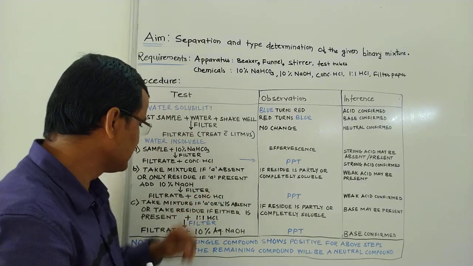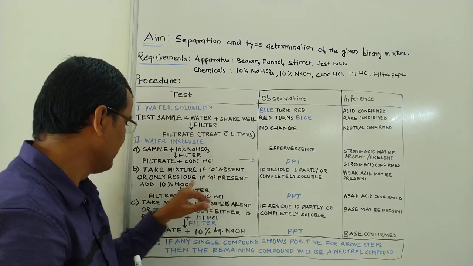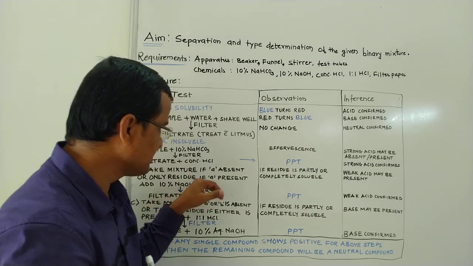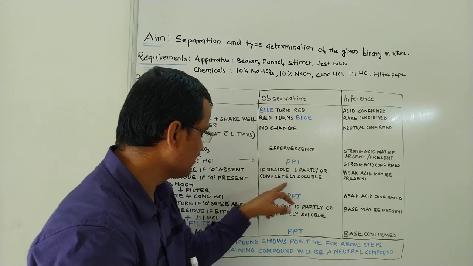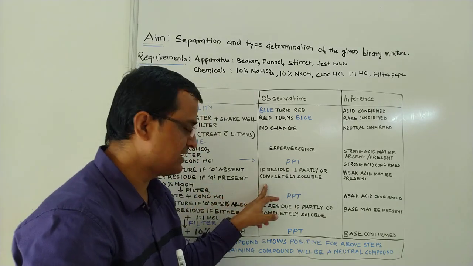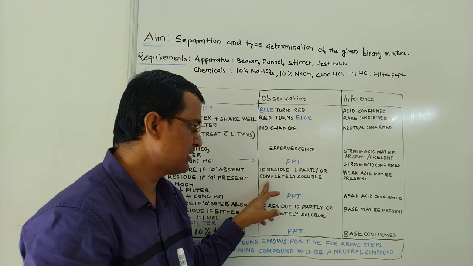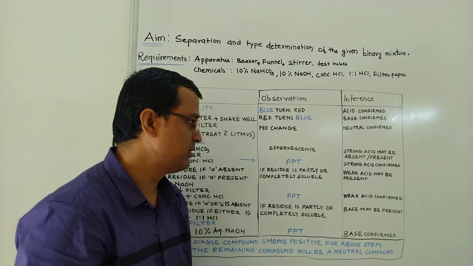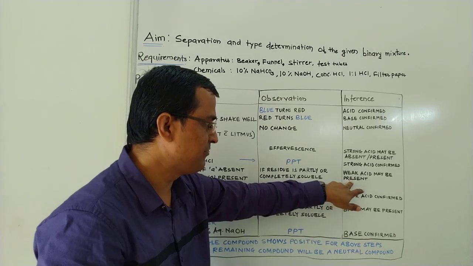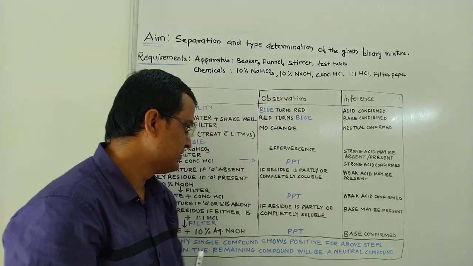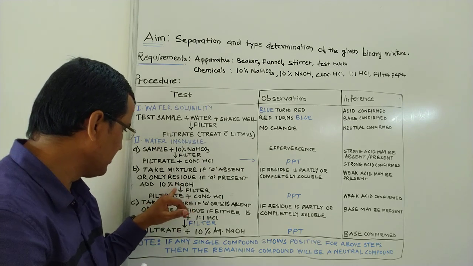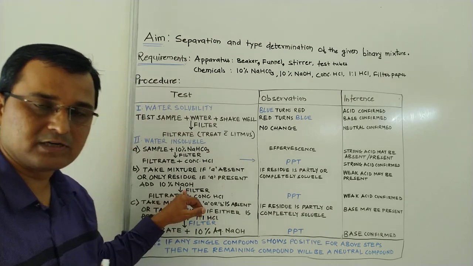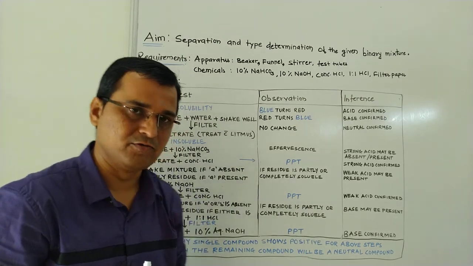To that mixture or to the residue respectively, we need to add 10% NaOH. After addition of NaOH, see whether the residue is partly or completely soluble in the NaOH. If it is partly or completely soluble, then we can say that a weak acid may be present. Then filter the solution obtained upon addition of 10% NaOH.